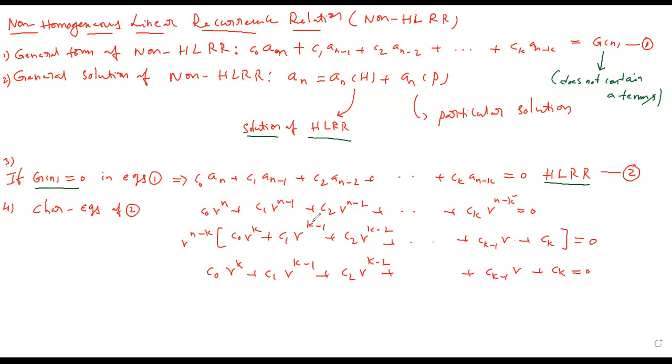In the many examples we solved on this one, this is the third one. This is called the characteristic equation. This is the characteristic equation. I clearly told you, this is the characteristic equation.